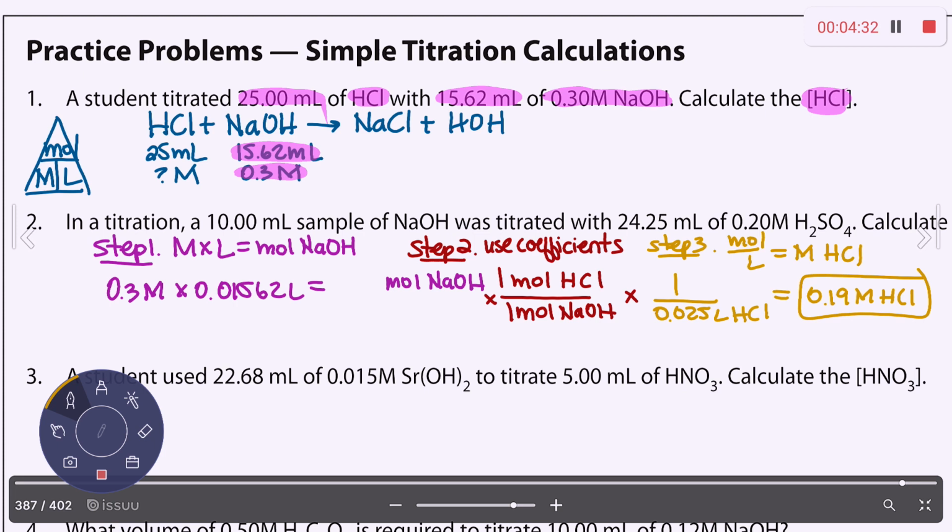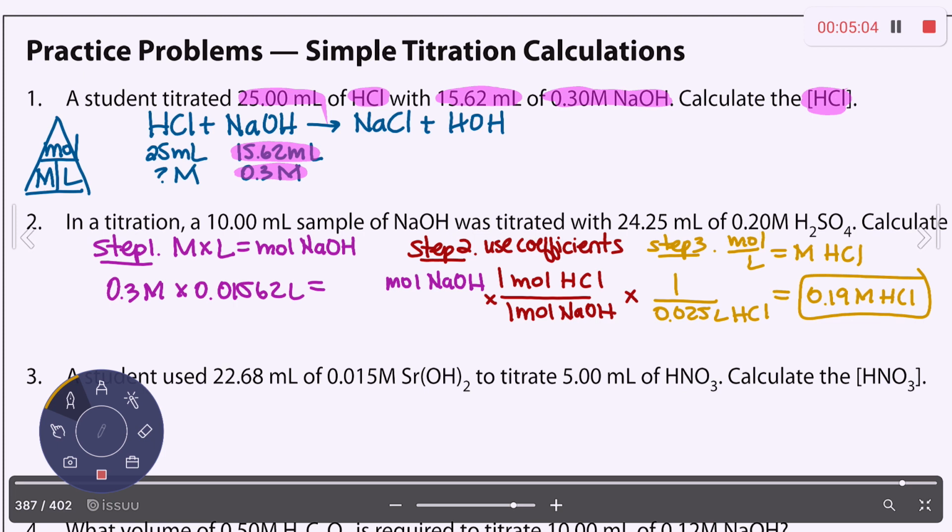Okay, so this is one scenario. Another scenario might be you're solving for liters, you're solving for grams of something. It just kind of depends on the problem. But generally, you're always going to, at some point, calculate molarity of an unknown solution. Okay? Is that enough for you? Okay. Let's turn the page then.